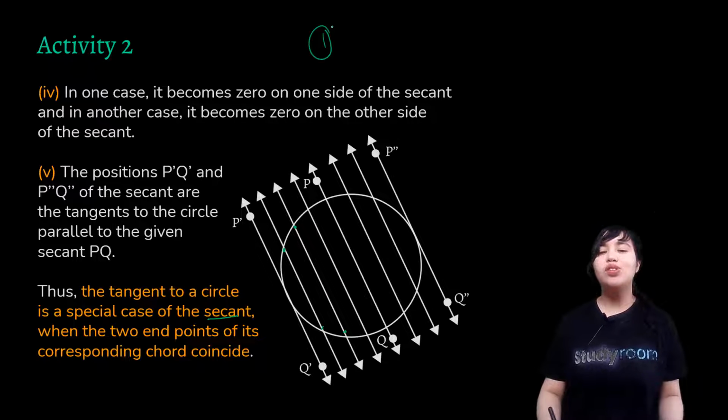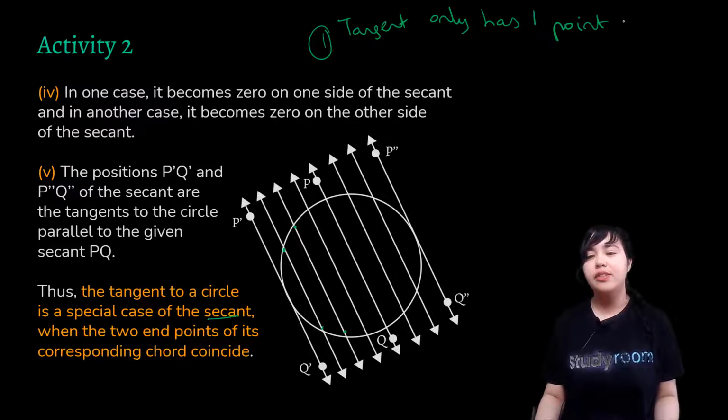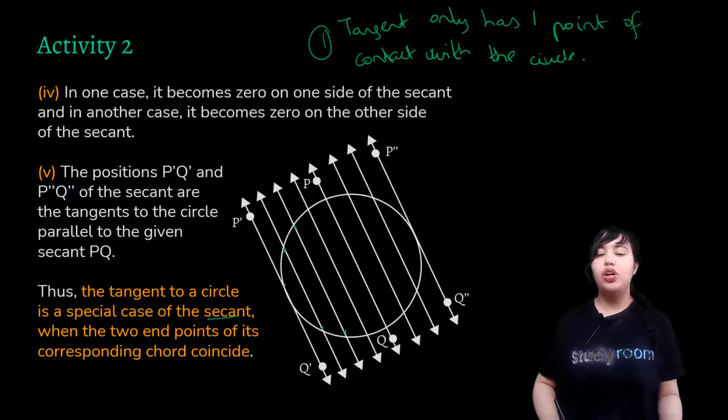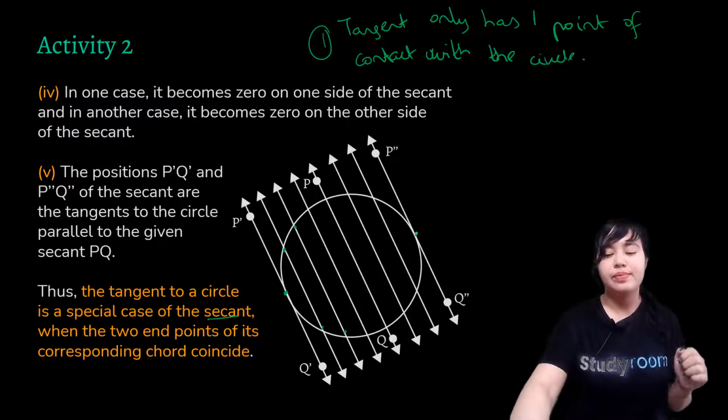From here we can also draw another conclusion that a tangent only has one point of contact with the circle. Every time we draw a tangent, we see that there is only one common point, so there is only one point of contact which the tangent would make with the circle.